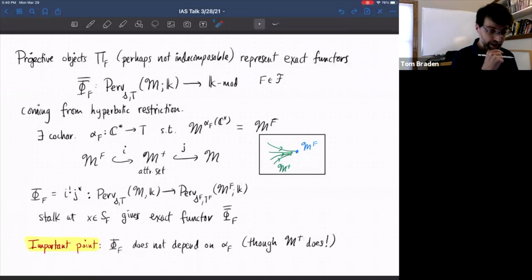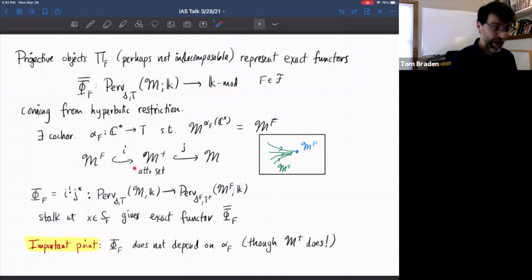Okay. The fact that this functor is t-exact, well, the first thing you look at is the case where the fixed point is just the center point, and then the fact that the functor is t-exact basically follows from an argument of Mirković and Vilonen.